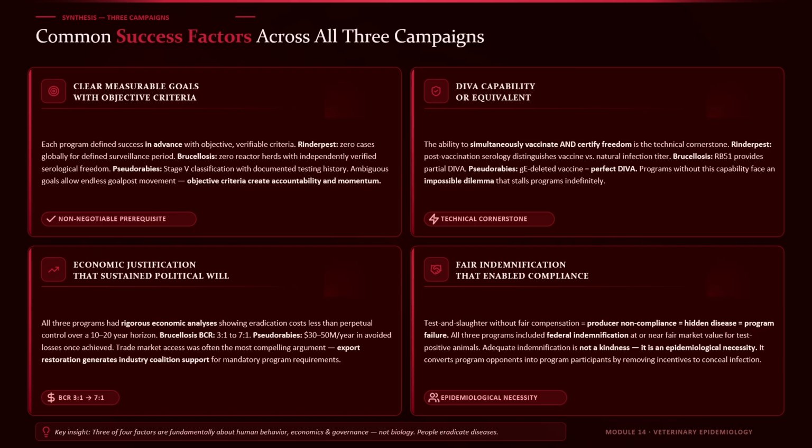Movement controls and traceability. You can't do traceback if you don't know where the animal came from. Robust animal identification and movement recording systems are infrastructure that pays dividends across multiple programs. Sustained funding. Eradication programs are not cheap, but they are almost always cheaper than indefinite control. The Rinderpest eradication is estimated to save billions of dollars annually in control costs that are now no longer necessary.